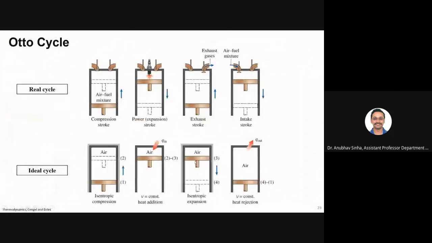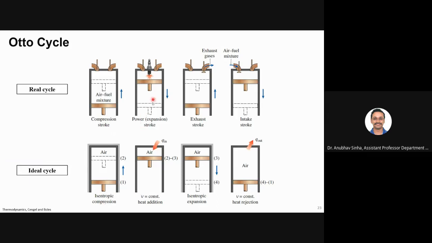Okay, that's fine. So in the ideal cycle, what we'll assume is that this compression is isentropic. Basically, we assume there is no heat transfer when you do compression. So that is called isentropic. Adiabatic, reversible adiabatic is isentropic compression.